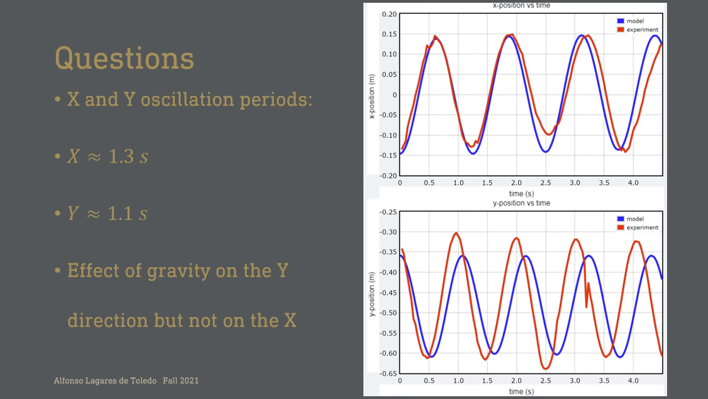Finally, the X and Y oscillation periods can be measured using the X and Y position graphs and come out to be 1.3 and 1.1 seconds respectively. I believe the shorter oscillation period in the Y direction is likely due to the force of gravity, as it constantly pulls the mass downwards. This makes the mass oscillate faster in that direction than in the x-axis, where only the force of the spring pushes it to move.